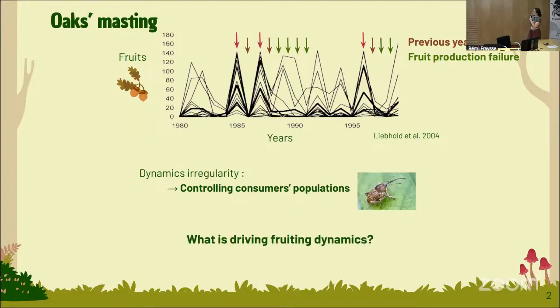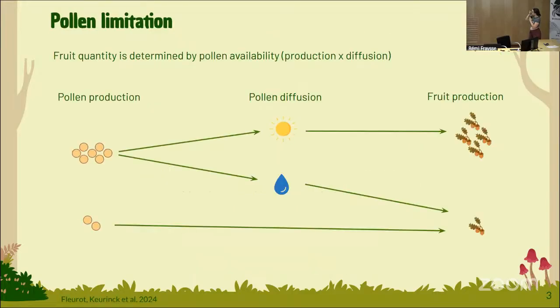So if we want to understand what is driving the fruiting dynamics of temperate oaks, it is of high importance to actually understand what leads to these fruiting failures. In temperate oaks, the fruiting quantity is determined by the amount of pollen that is available for reproduction, because they are wind-pollinated species, through a phenomenon called pollen limitation. And it has been described that the major cause for fruiting failures is pollen diffusion that occurs in weather conditions that are unfavorable. Typically, it rains, so the pollen is stuck on the ground.